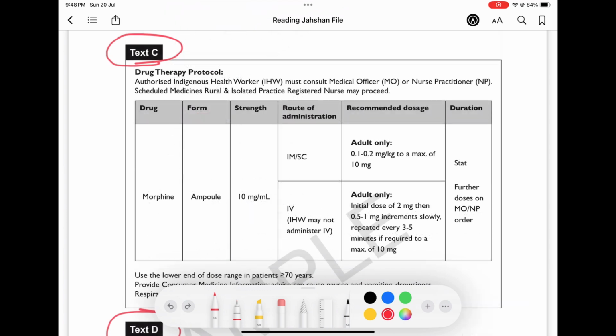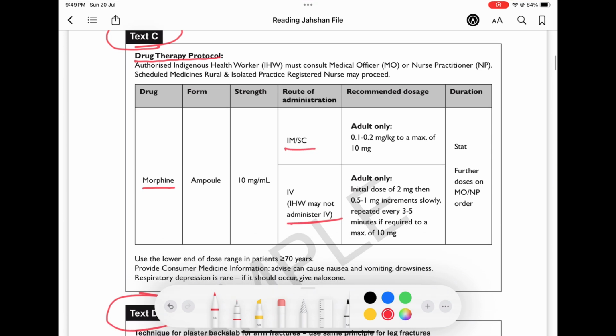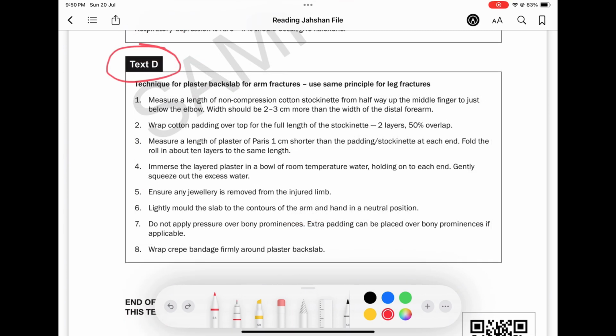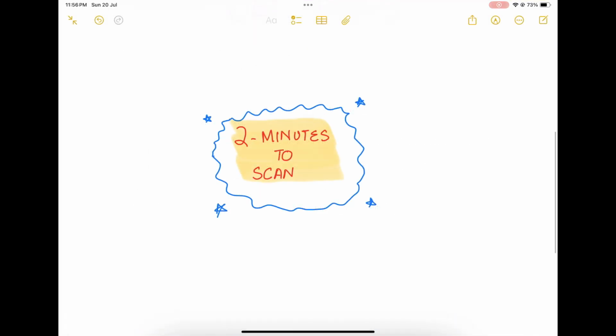In a similar manner, text C has the heading drug therapy protocol, in which the drug used is morphine, by subcutaneous and IV route. Now the heading in text D is technique for plaster backslab for arm fracture, use same principle for leg fracture. This is the only heading we have seen in text D. So these were all the headings and subheadings of reading part A. Out of 15 minutes, it will take hardly 2 minutes to scan these headings and subheadings.